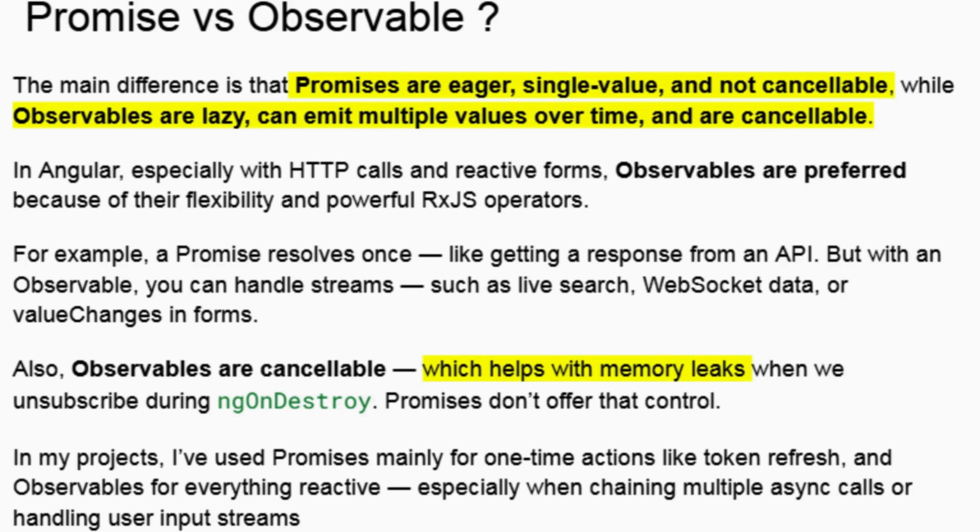In my projects, I have used promises mainly for one-time actions like token refresh and observables for everything reactive, especially when chaining multiple async calls or handling user input streams.